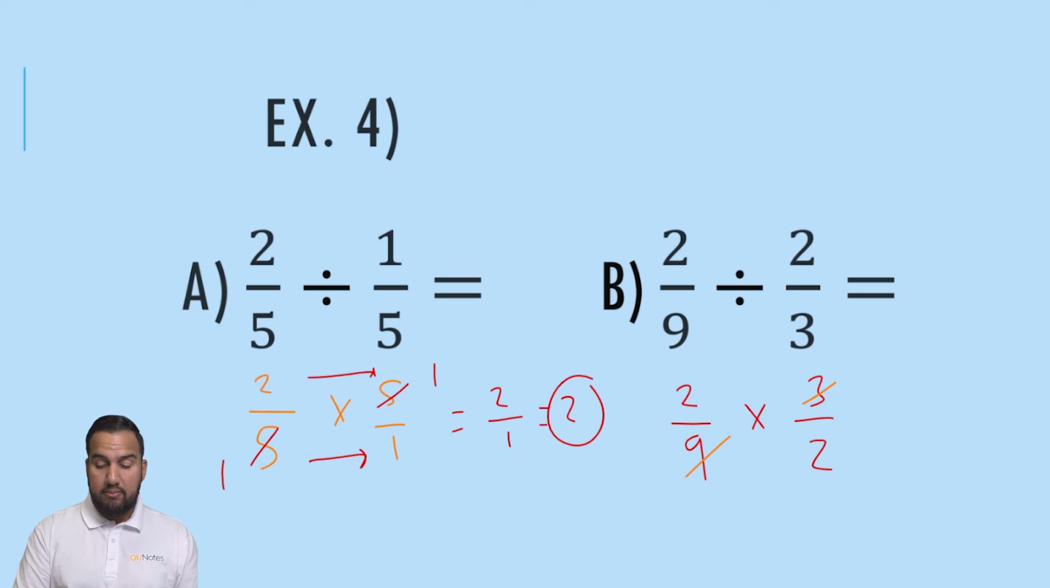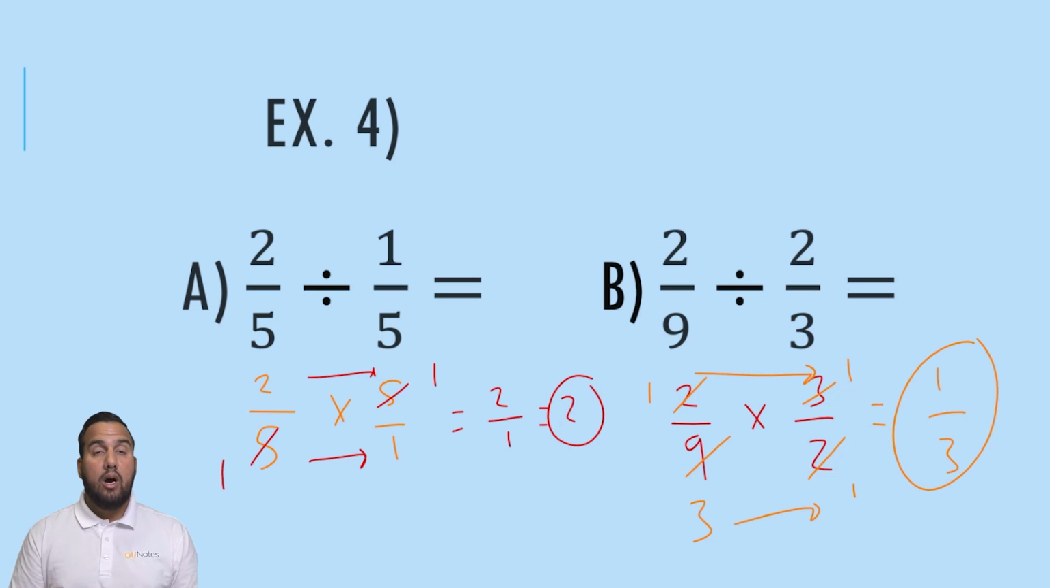3 goes into 9 how many times? This becomes a 1. This becomes a 3. There are 2 common numbers, 2 and 2. So this is going to cancel out, and you're left with a 1 and a 1. Once you simplify everything, multiply across. 1 over 3. And I can't simplify this anymore. And it is a good fraction. And that's my final answer, 1/3.